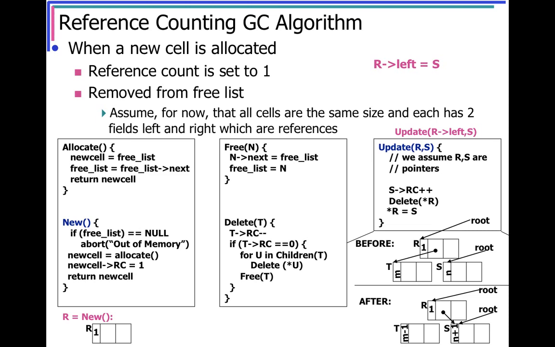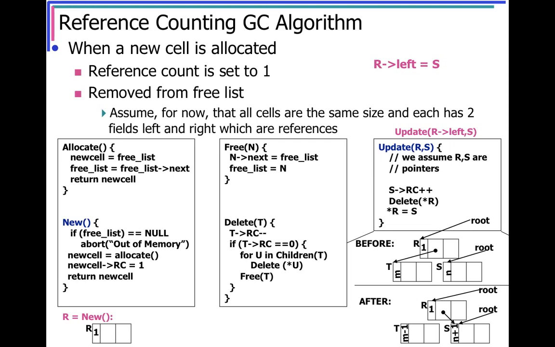The allocate routine chops off a chunk of the free list big enough to hold the type that we're asking for. And it's going to update the head of the free list to point to the next pointer, that is the space that follows the object we just allocated. We then return the address of the object we just allocated. Back in new, we take this address and we assign it to new cell. New cell then has its reference count set to 1, and we return this address to the program.